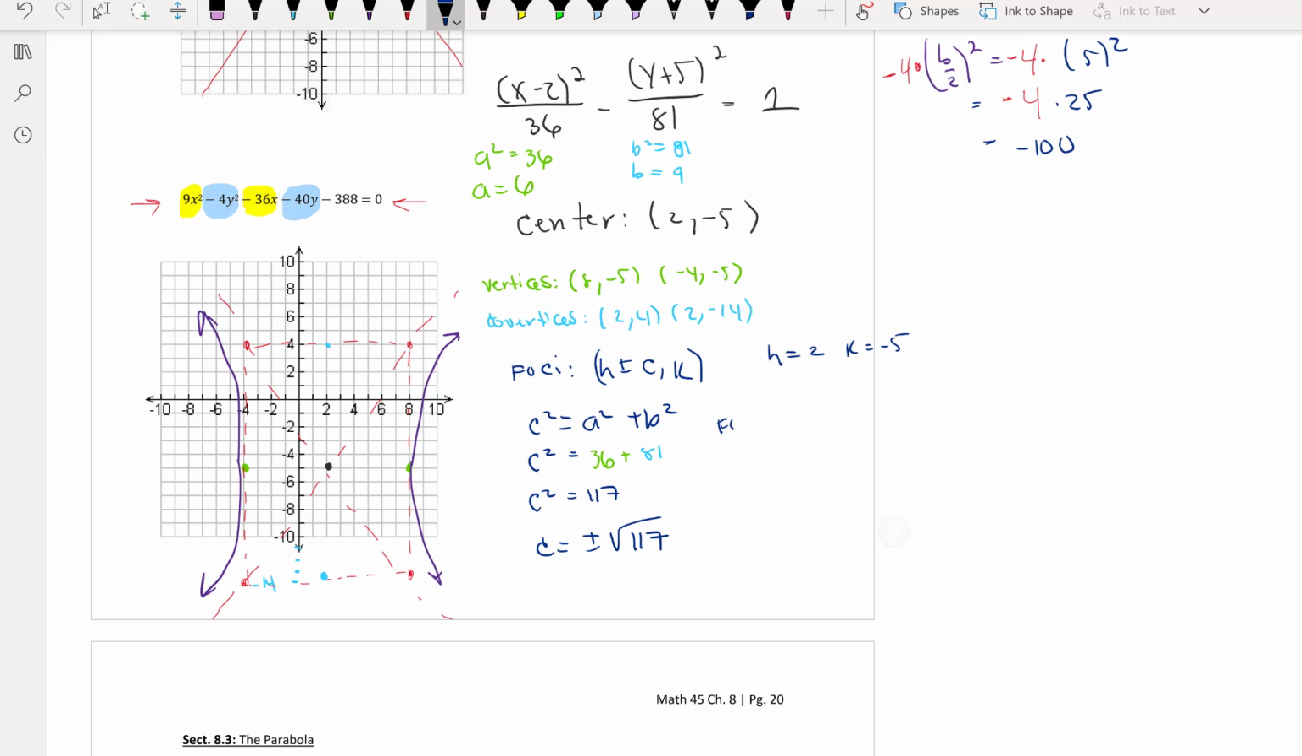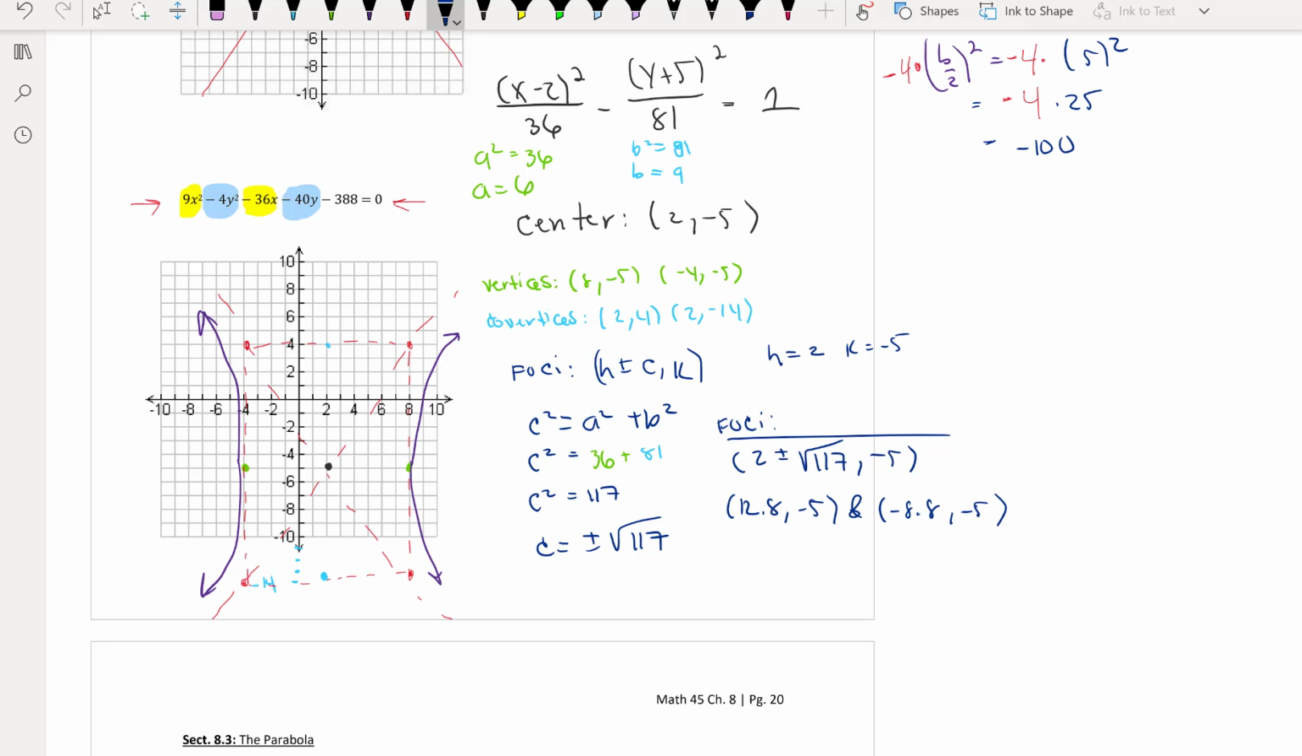So then my foci is going to be h, which is 2, plus or minus the square root of 117, comma, negative 5. So I'm going to go ahead and do this on my calculator. So 2 plus the square root of 117, that will give me about 12.8, comma, negative 5. Let's do the minus. So 2 minus the square root of 117. That gives me about negative 8.8, and I still have that negative 5.